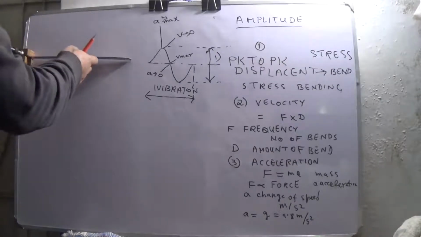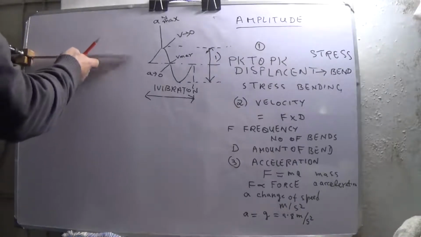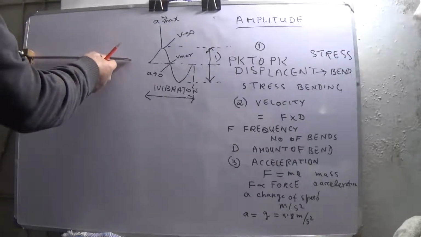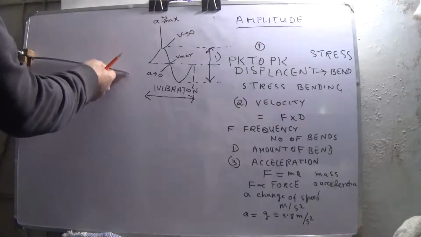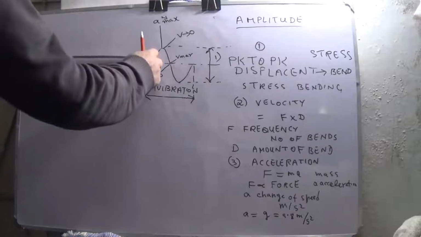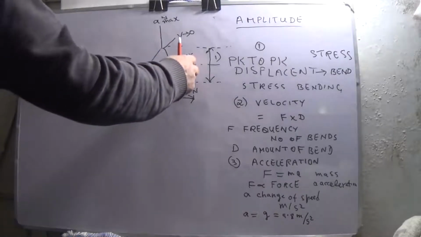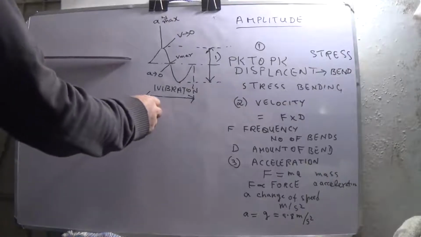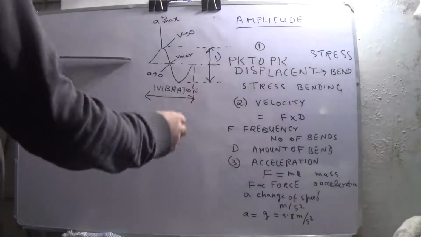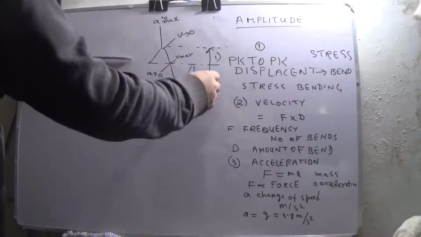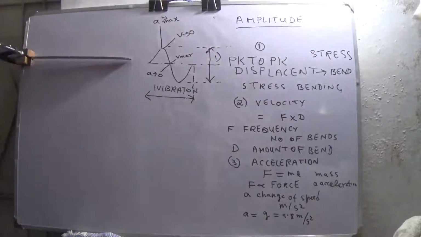You can assume that this is a part of the machine and it is vibrating. You can see this part of the machine go up, then come down, and then come back to the same position. This is one vibration, and the total movement from here to here is called peak to peak displacement.